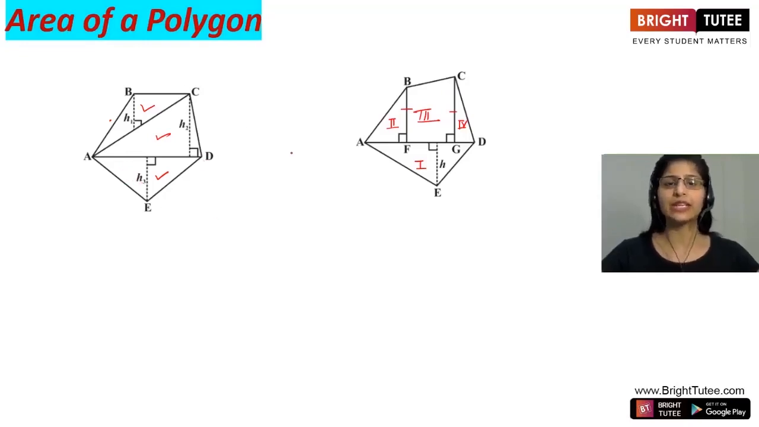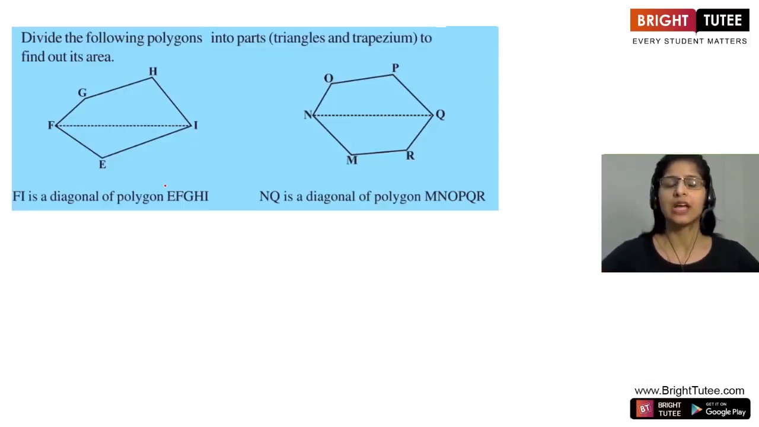So like this, we can divide pentagons, hexagons, whatever polygon we have, into triangles and trapeziums, and then we can find out the area. Okay, so this is how we are going to find out the area of any polygon. Okay, so if you see here, there is a question given. They're asking you to divide the following polygons into parts, that means into triangles and trapeziums. So we have to divide both of them into triangles and trapeziums to find out the area.